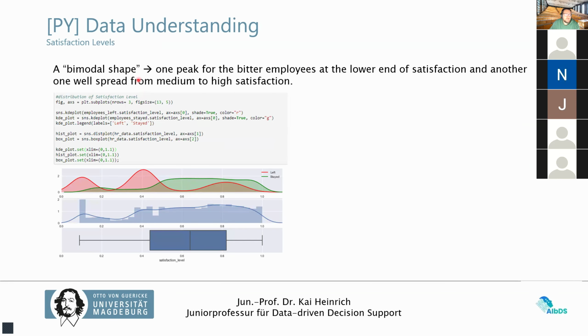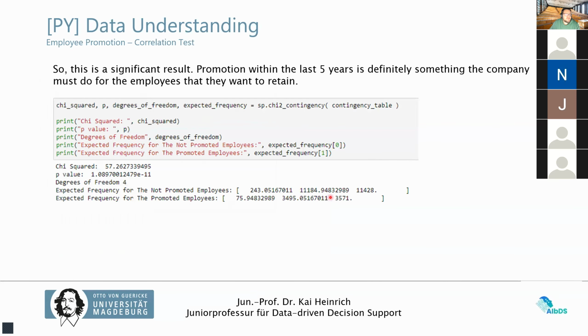Yeah, and then bimodal shape plots. These are very advanced plots. However, it's explained what they actually do. So it says what it does with regard to the problem. With a bimodal shape, one peak for the better employees at the lower end satisfaction, another one well spread from medium to high satisfaction. So we can see here how the satisfaction level spreads, and then we have left and stayed. So we have the people who left and the people who stayed, so we can see the variable influence, right? So this is pretty cool. Yeah, and so on and so on.